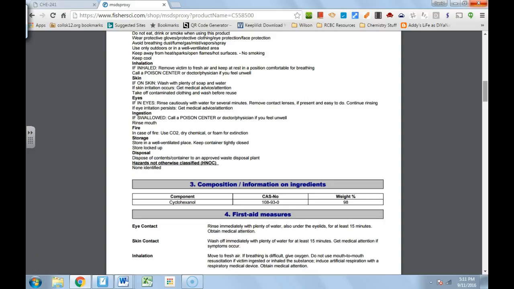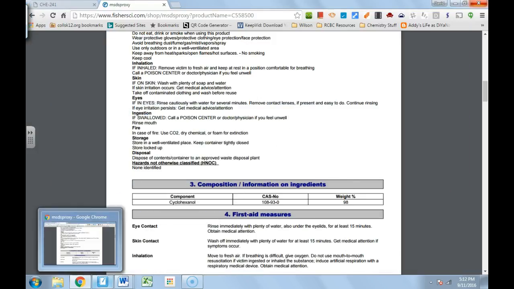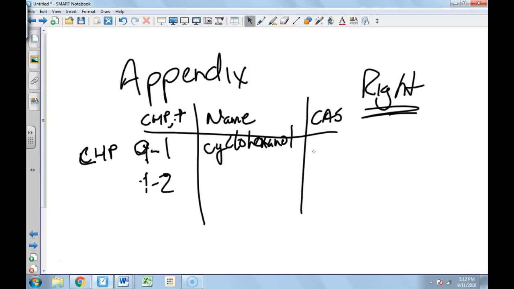Now, the whole idea of doing a CHP is to familiarize yourself with the compounds and how safe they are. So once you read on through, whatever the CAS number is.